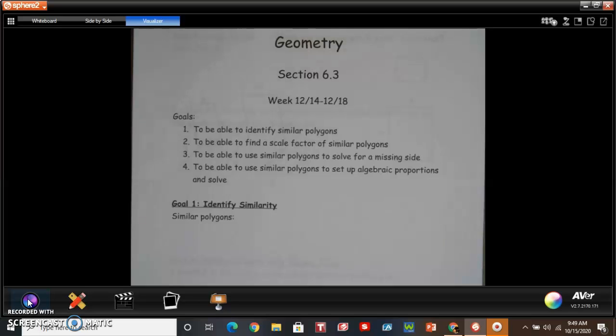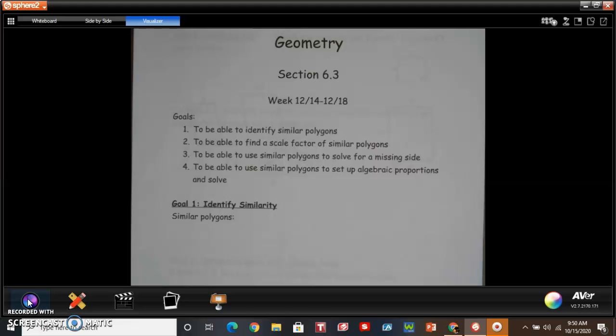Thank goodness. Okay? So this week we're just doing one section, section 6.3, and we have 4 goals. We're going to be able to identify similar polygons. We're going to be able to find a scale factor of similar polygons. And we're going to be able to use similar polygons to solve for missing sides. And the last thing we're going to do, of course, is use these similar polygons with algebra.